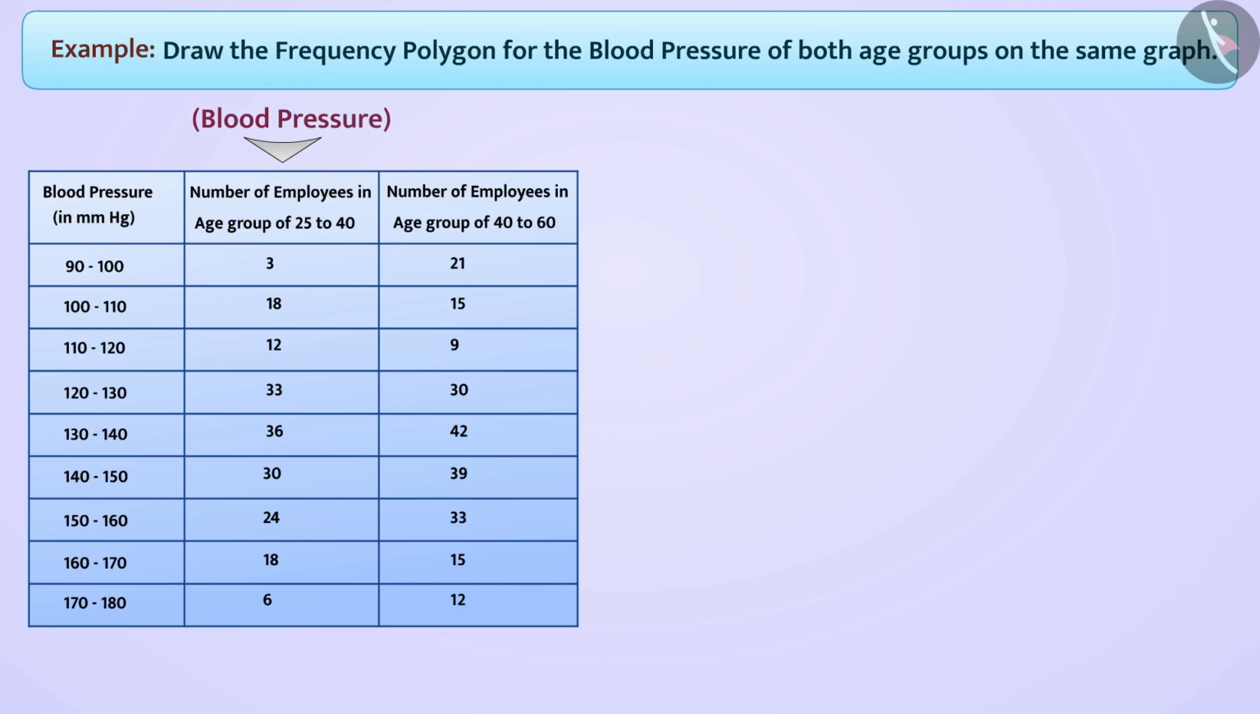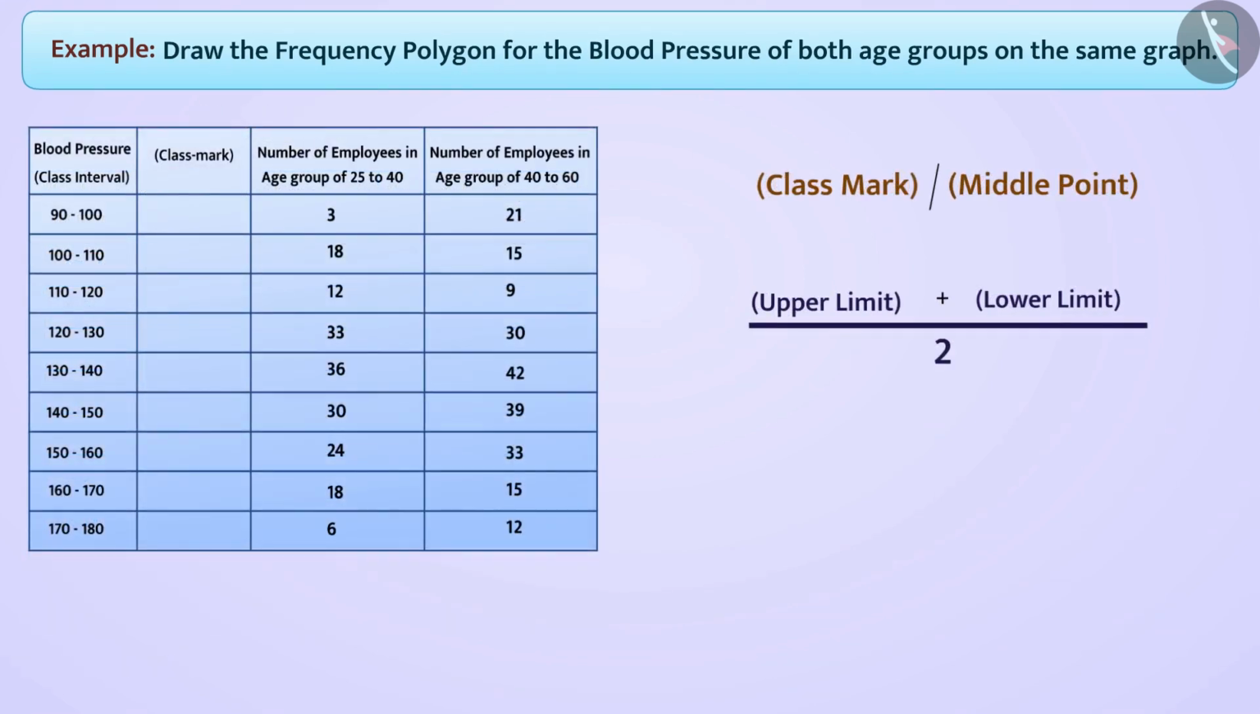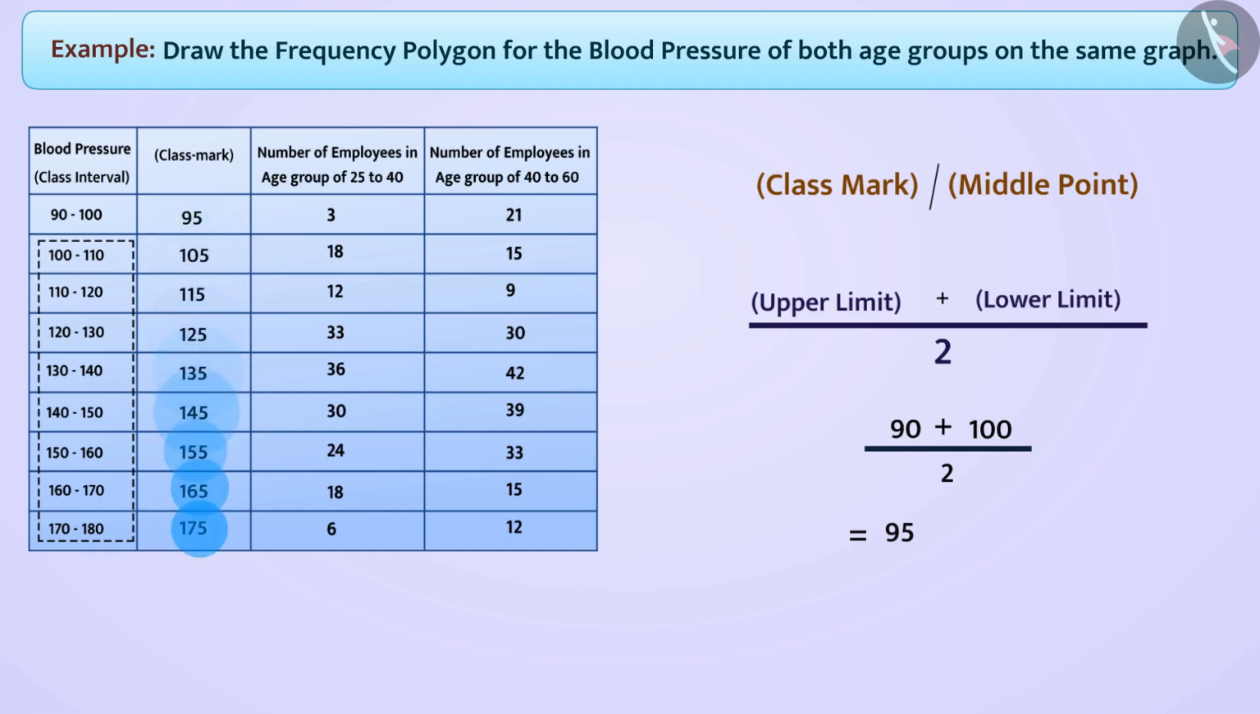Let me tell you, here we have to show both age groups in the same graph. For our convenience, we will draw a frequency polygon without drawing a histogram. First, we will find the class mark, that is, the middle point of each class interval. For this, we will divide the sum of the upper limit and lower limit of each class interval by 2. Like the midpoint of class interval 90 to 100 is 95. In the same way, we will find the class marks of all class intervals.